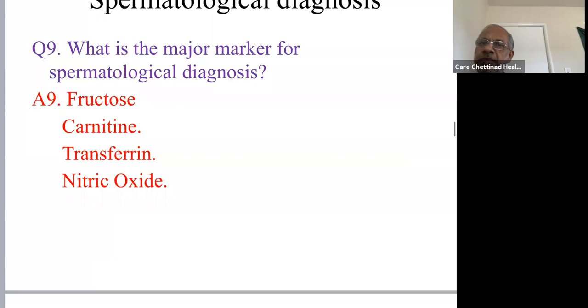The major marker for the presence of the seminal vesicle is fructose. Though there are other substances, they are not really markers.